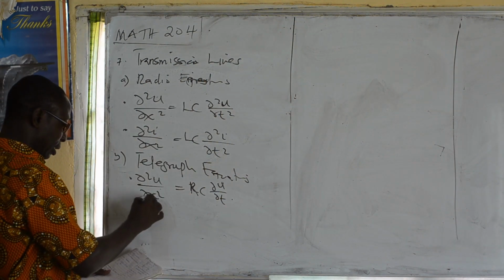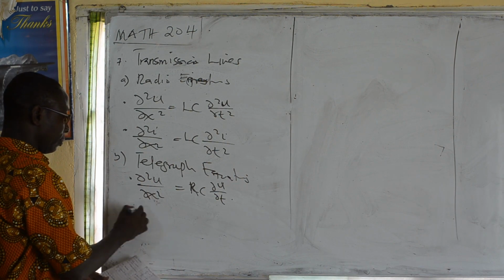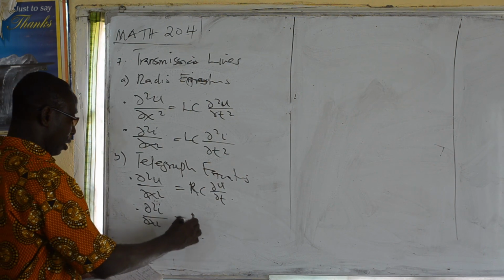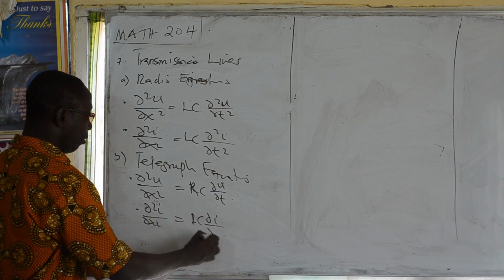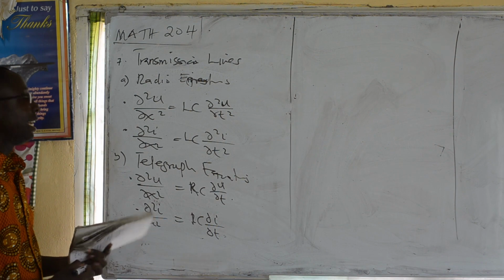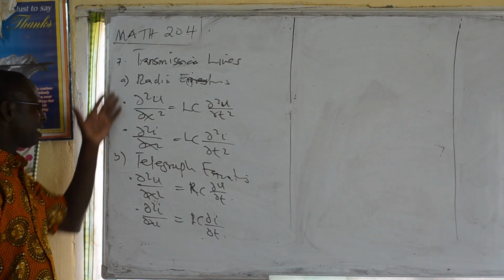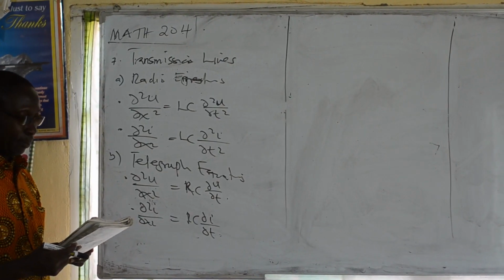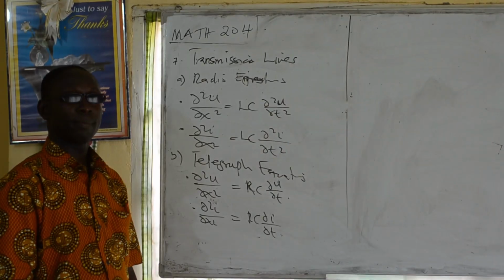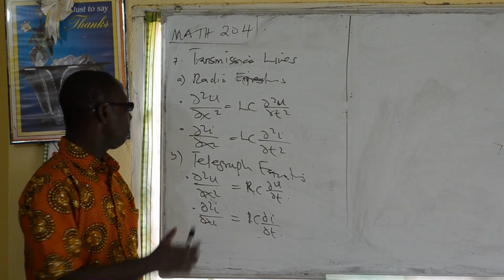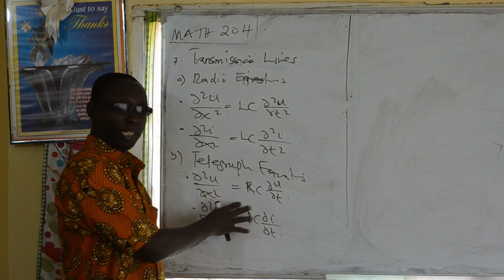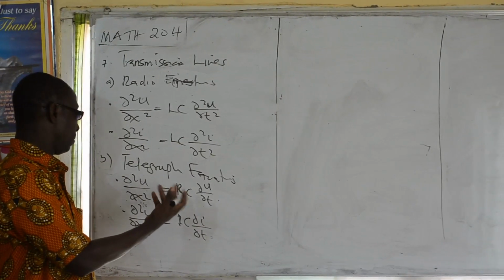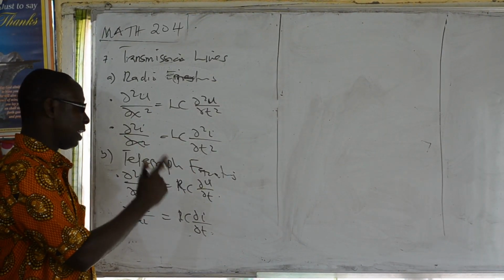The other one is d squared I over dx squared is equal to RC dI over dt. So these are the transmission lines. Then you have the radio lines and you have the telegraph lines. Okay, so these are the telegraph equations. We will move on, but note carefully for the telegraph equation.